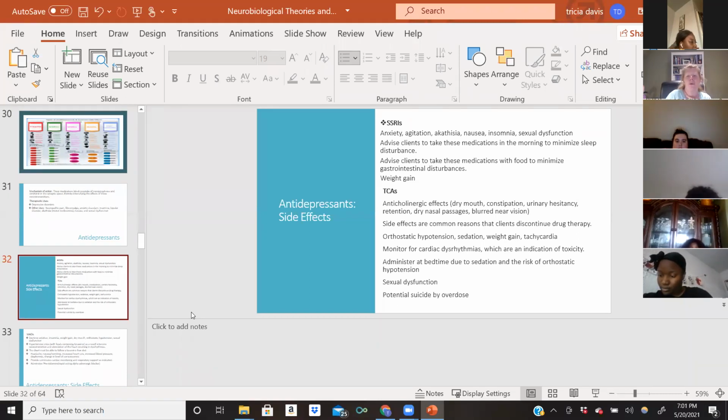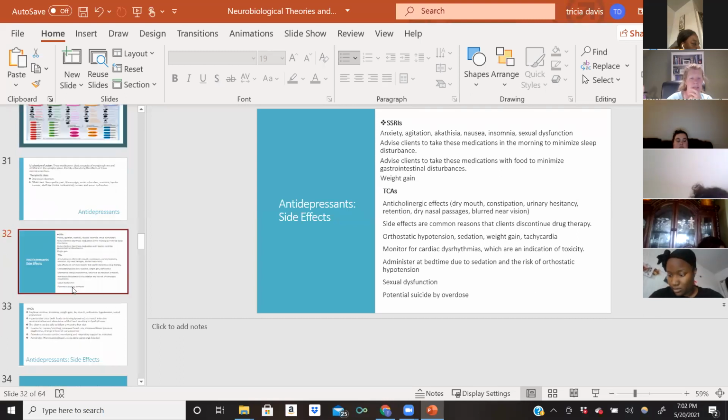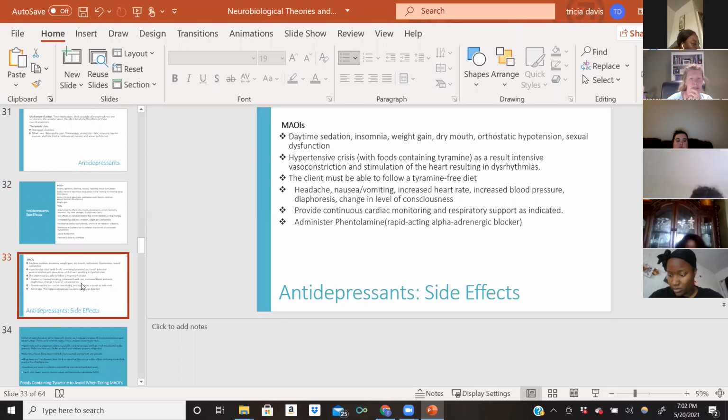You can also see orthostatic hypotension, sedation, weight gain, tachycardia. So you're going to monitor for these cardiac dysrhythmias, which could be an indication of toxicity. Administer at bedtime due to sedation and the risk of that orthostatic hypotension. You can also cause sexual dysfunction, and then there is a big potential for suicide by overdose if they take a lot of these.